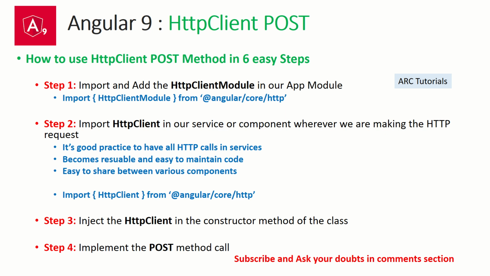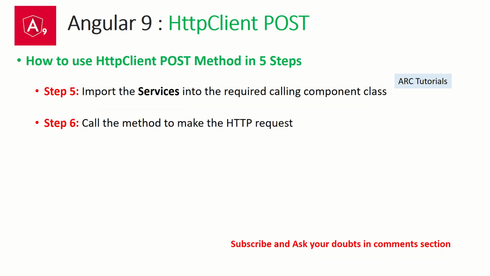So we import it into the service, then we inject the HTTP client into the constructor and create an instance of it. Then we will write a method which will implement the post call. Finally, we will import this service into our component class and then make use of that method. So these are 6 simple steps. We'll walk through it one by one now in hands-on.